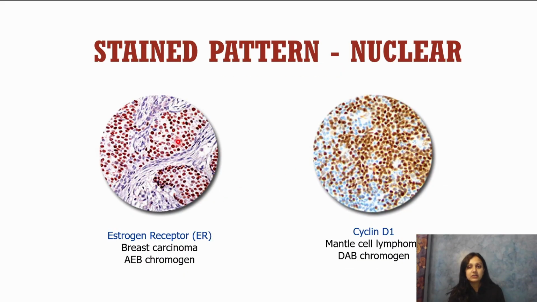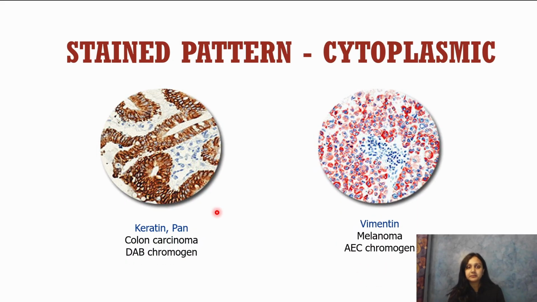Whereas here there is nuclear positivity, as seen very commonly, if you've read it so many times, with estrogen receptor used in breast cancer, ER. This is your AEC chromogen, right? This is imparting a red color. And DAB chromogen is giving off a brown color.